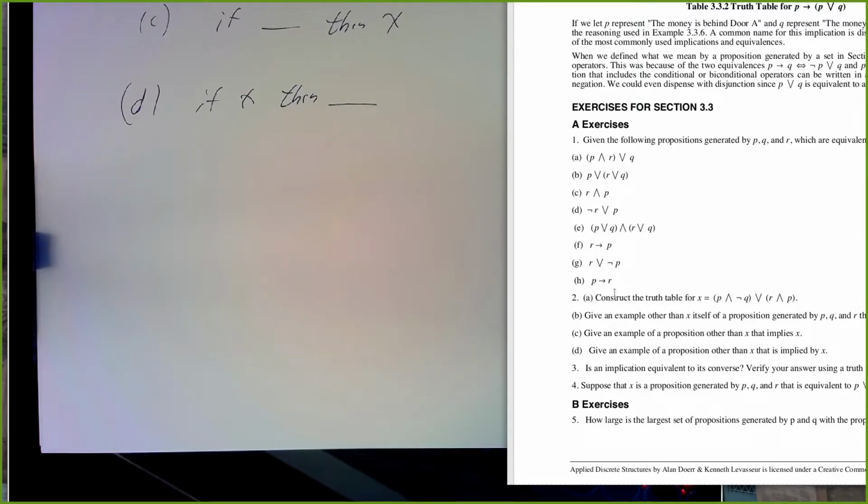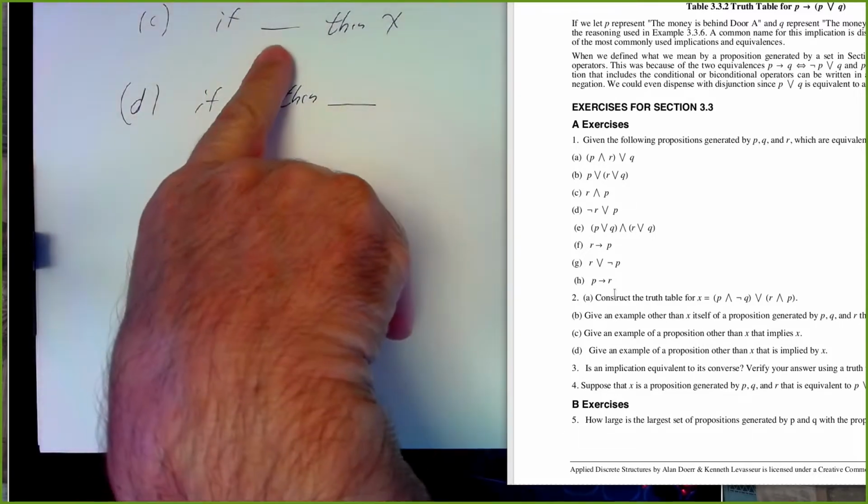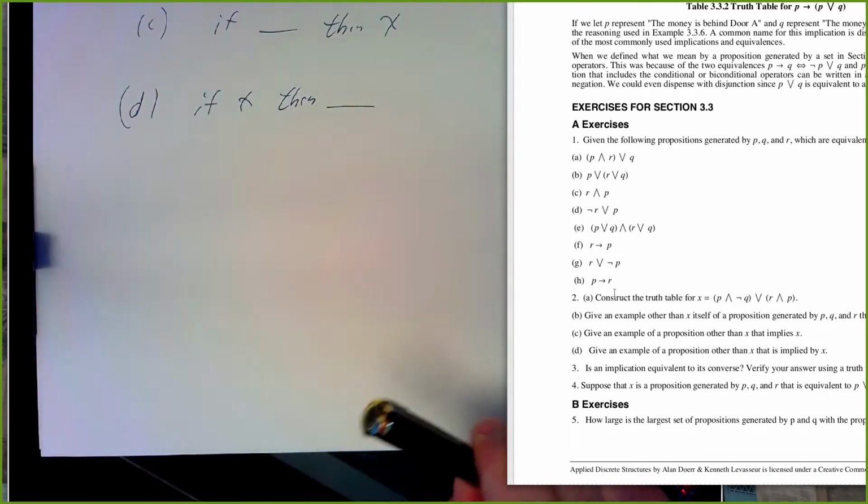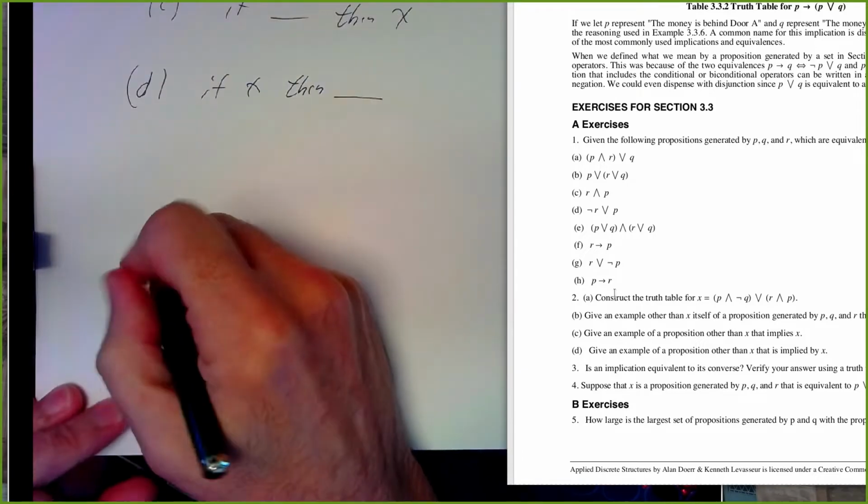Would it make sense to say if not X, then X? Are you thinking for C? Yeah. Let's see.